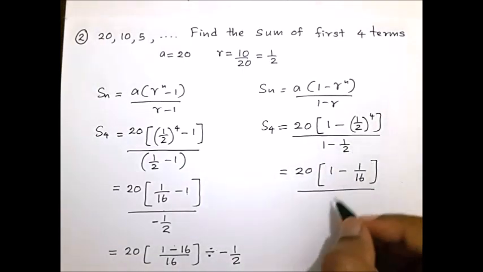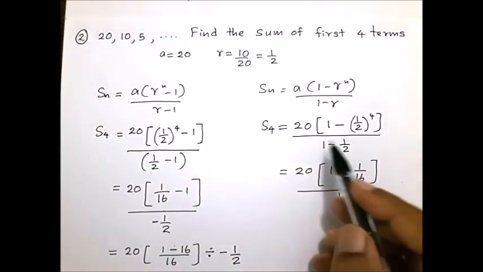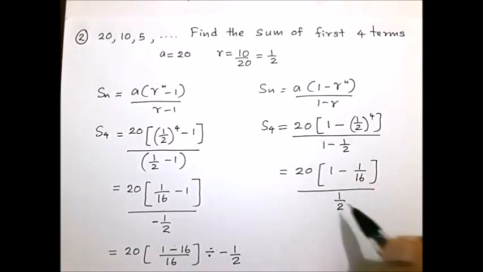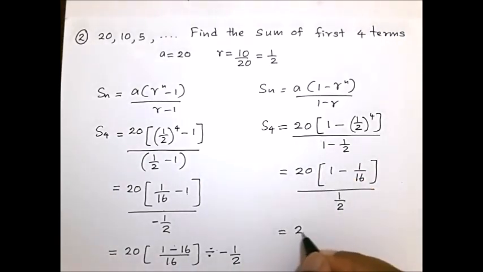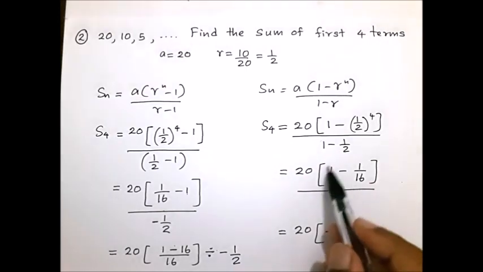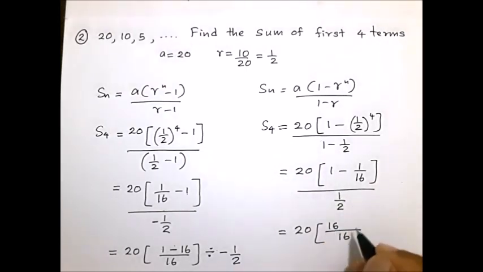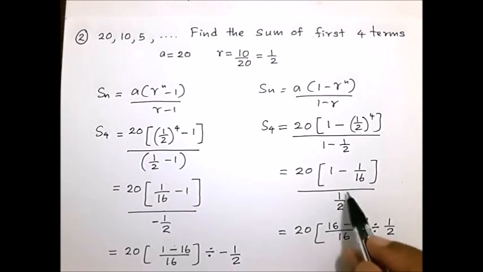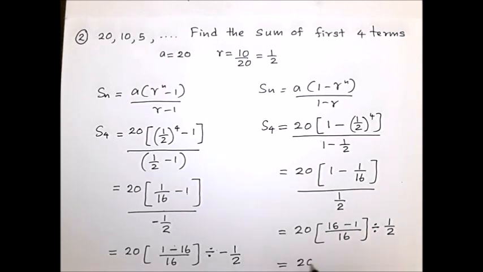1 minus half, it is plus half. Here the larger term is plus, so you have to put plus here. Now take the common denominator, it is 16. For 1 you can write 16 over 16, then minus 1. Here, divide by half, I am going to write it here on the right hand side. This half you can take here as a division. Then 16 minus 1, it is 15 over 16.